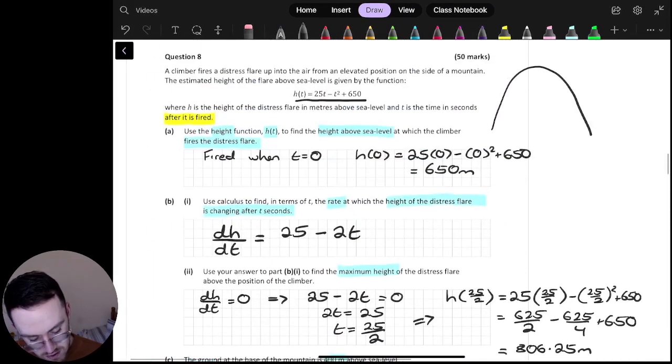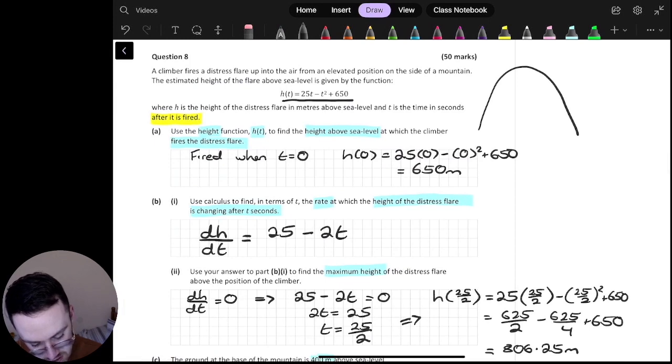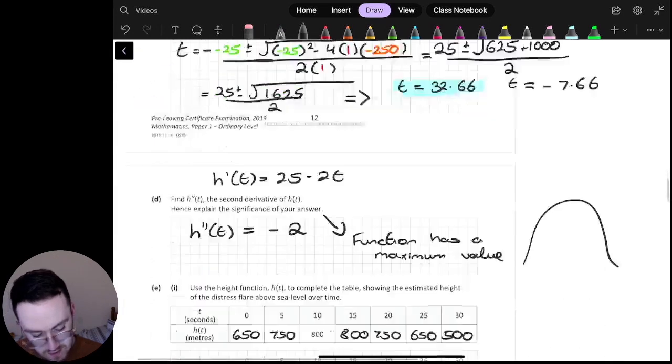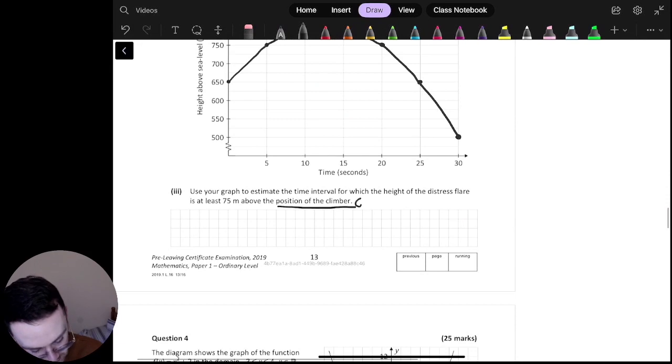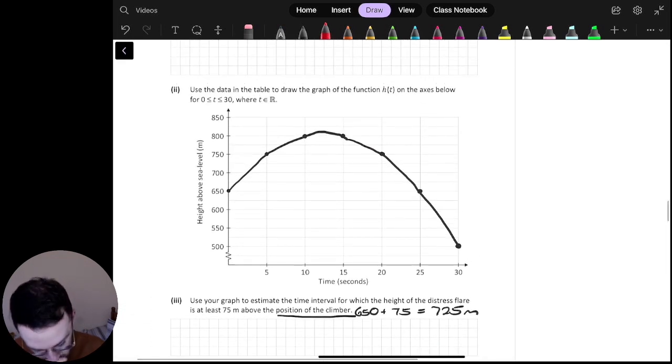The climber was 650 meters above sea level. So if we wanted the rocket to be 75 meters above him at all times, or at particular times, that's what we're looking to enquire about, we want it to be at least 725 meters. So we look for where that is. That's going to be here.